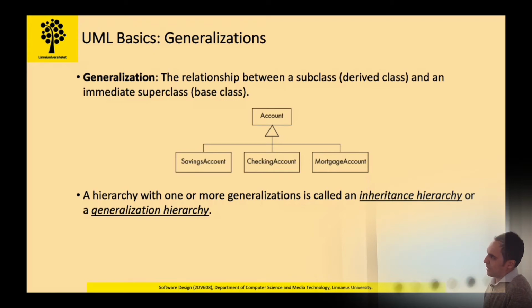So this account can be an interface, and the savings account, checking account, and mortgage account might have different properties, attributes, or operations, and they can all implement this account interface. For example, from a savings account you cannot withdraw, but from a checking account you can both withdraw and deposit. This kind of relationship is known as an inheritance hierarchy. So the savings account inherits some of the properties from account, but it also implements its own properties.